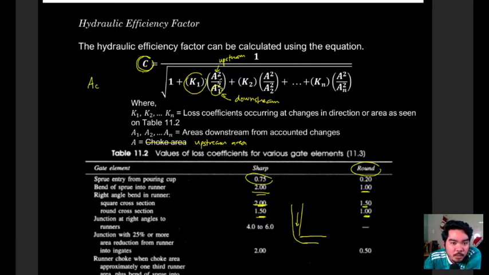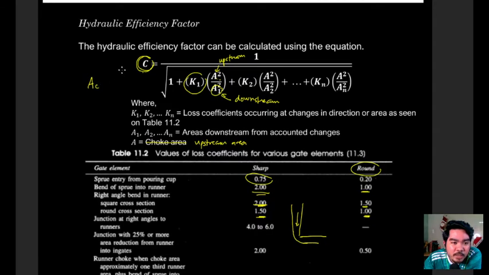Kunwari ito, yung upstream natin. This is the choke area, no? Tapos kailangan din yung area ng runner, which is yung runner area is dependent on the choke area. So the runner area, in-gate area is all dependent on the choke area. So how can you solve something na para siyang circular reference in a way?